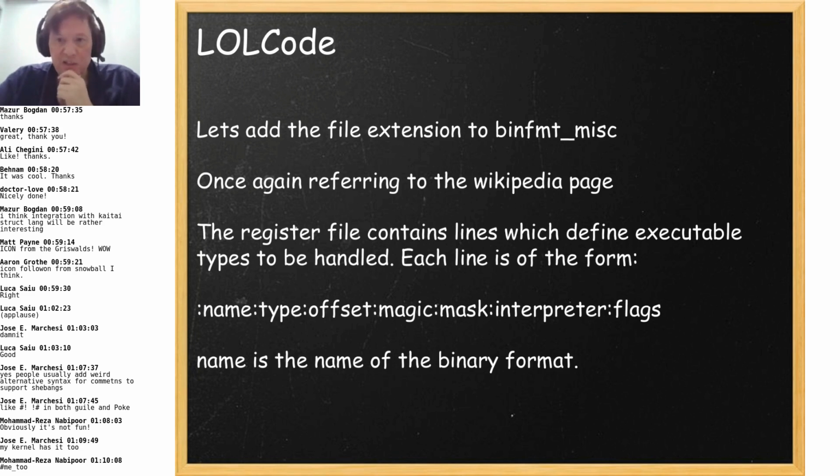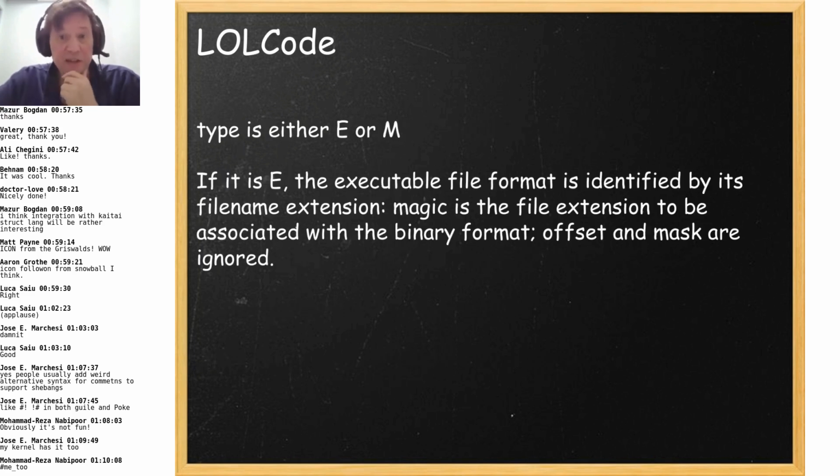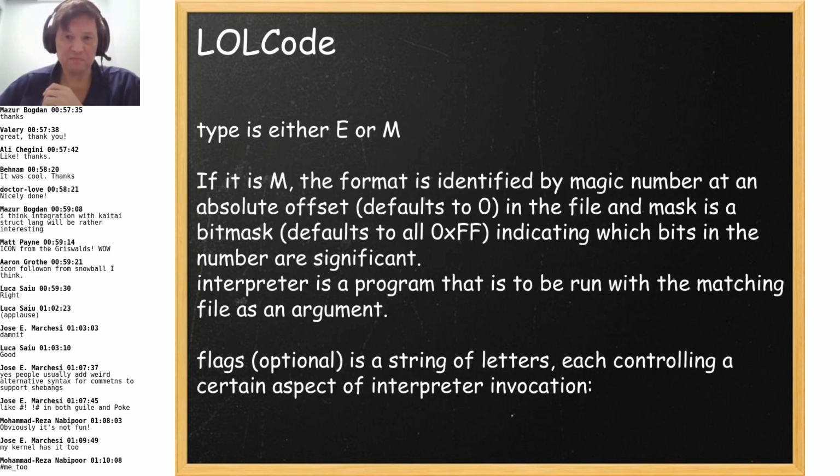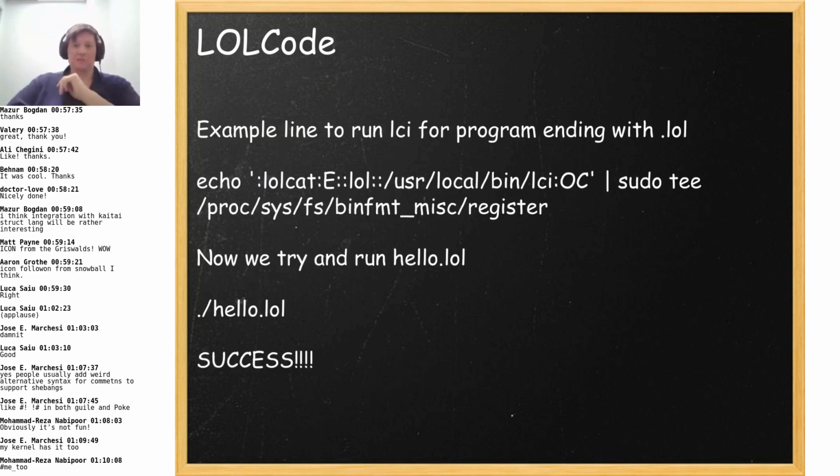So let's go ahead and add the file extension to binfmt_misc. The register file contains lines which define the executable types to be handled. Each line is the format: name, type, offset, magic, mask, interpreter, and flags. Name is the name of the binary format. Type is either E or M. If it is E, that's an executable file format identified by the file name extension. Magic is the file extension to be associated with the binary format. Offset and mask are ignored. And there's also flags, which is an optional string of letters, each controlling a certain aspect of the interpreter invocation, but we don't need to use those for our example.